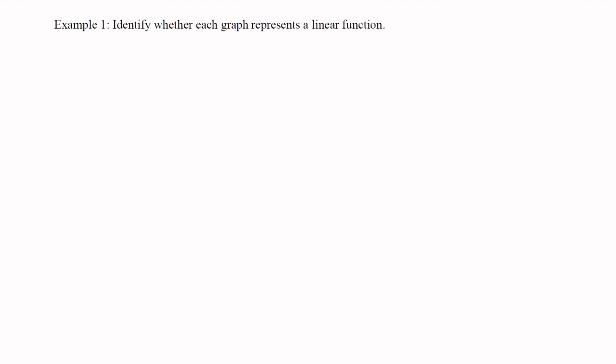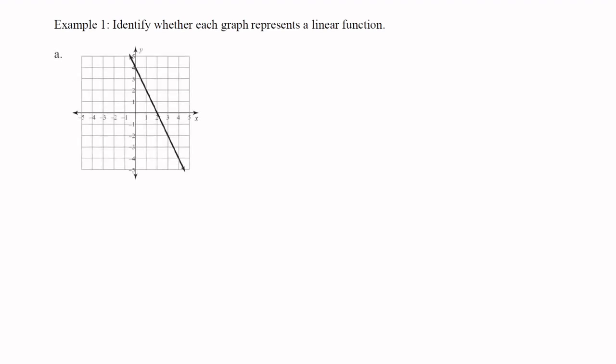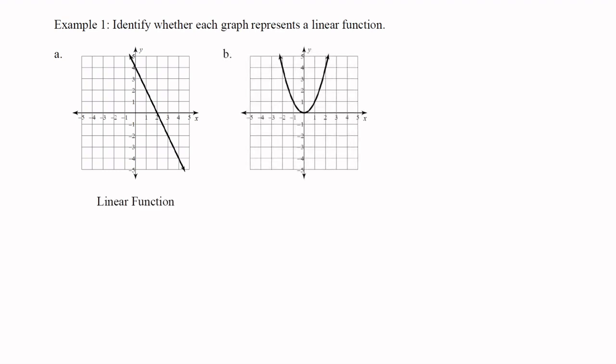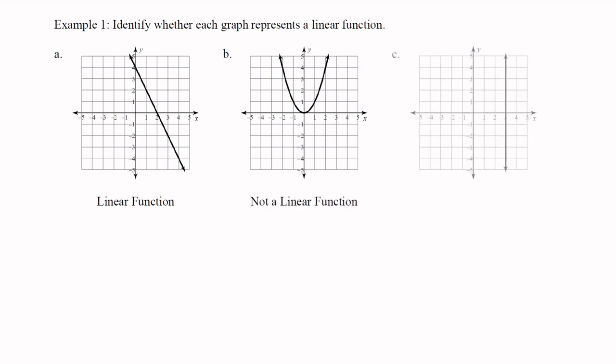So let's identify whether each graph represents a linear function. Starting off with A, you can see that this function is indeed a line, so we can say it's linear. This one, even though it's a line, it's a curved line. It's not straight, so therefore it is not a linear function.